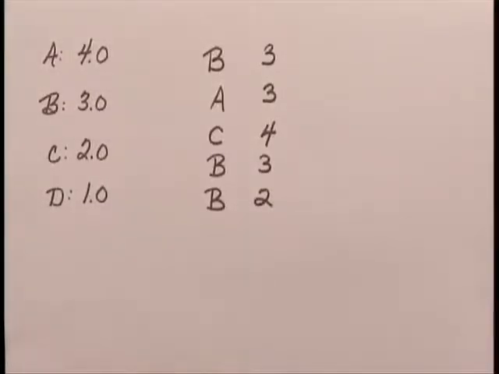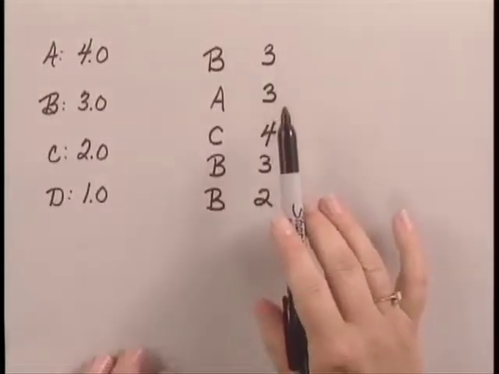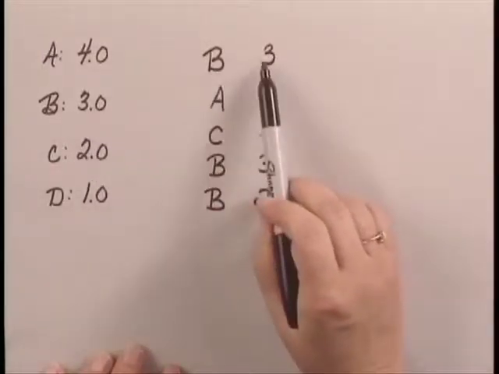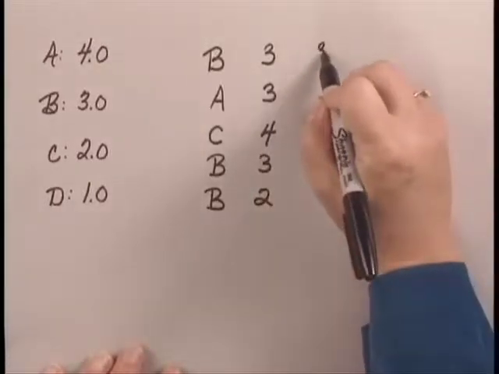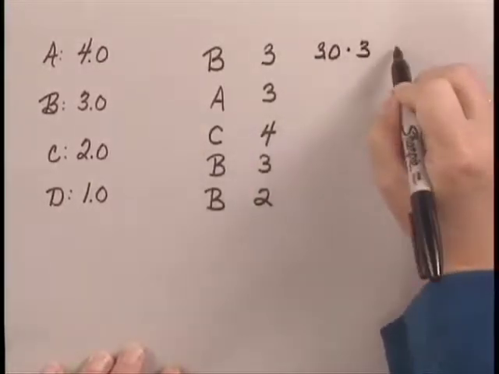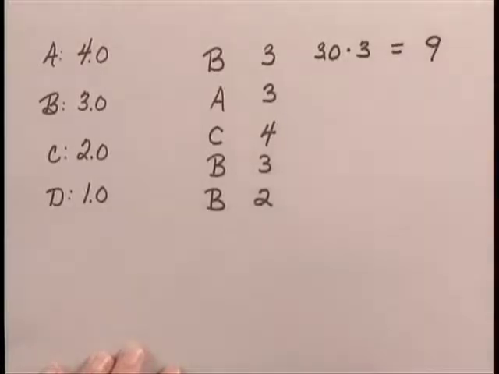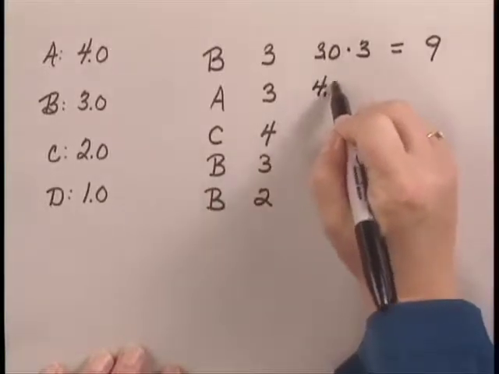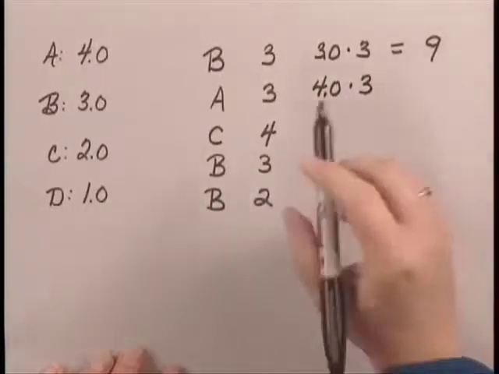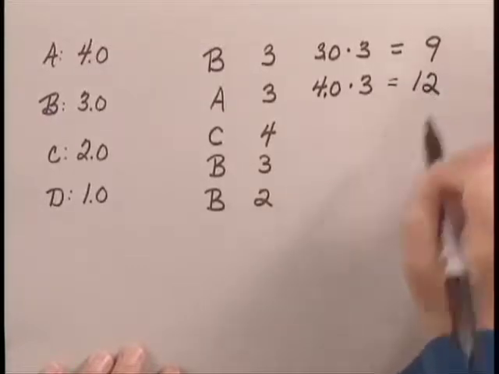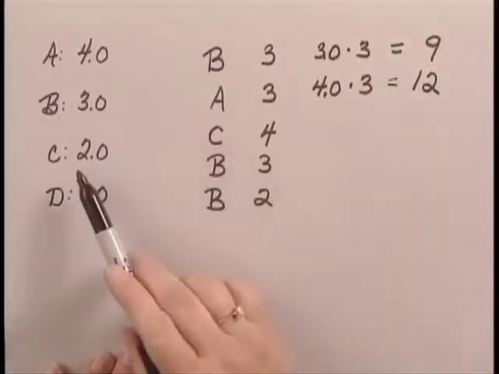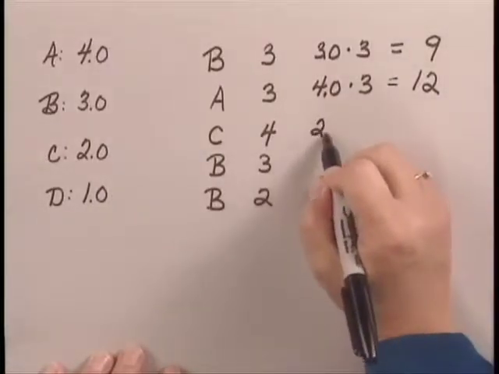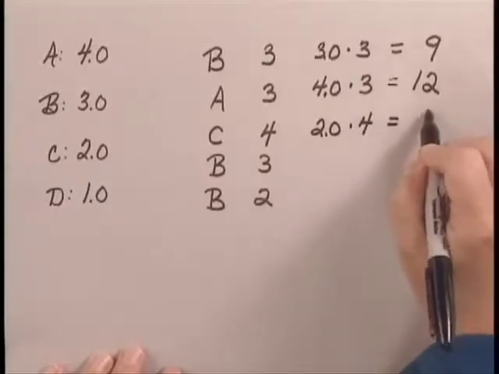To find the grade point value for each class taken, a B is worth 3.0 points. So we multiply 3.0 times 3, and we get 9. An A is worth 4.0 points, 4.0 times the 3 hours for the second class is worth 12. A C is worth 2.0 points. 2.0 times the 4 credit hours, 2.0 times 4 is 8.